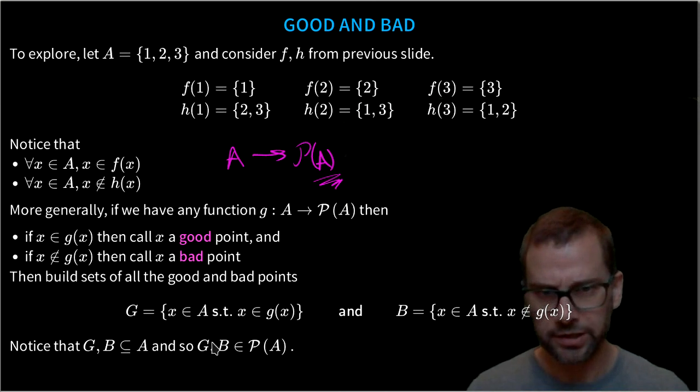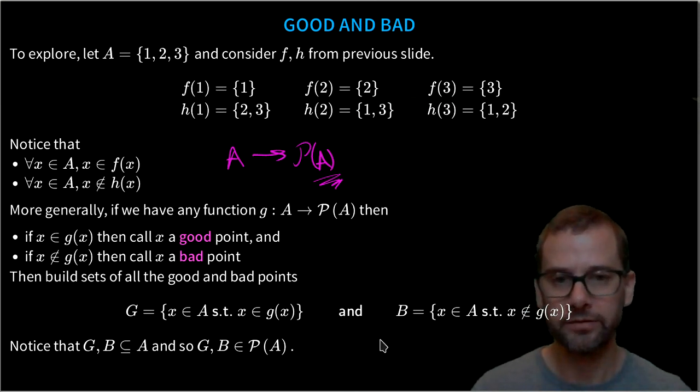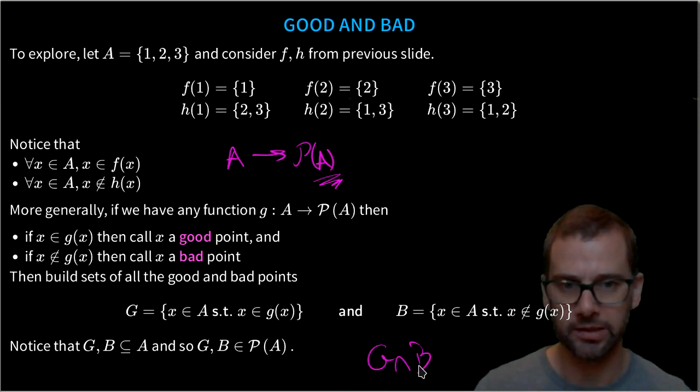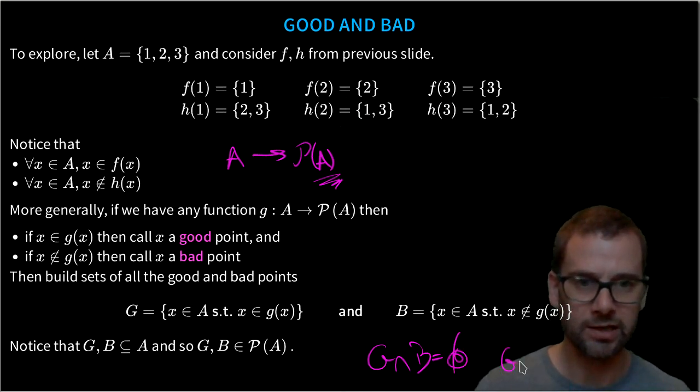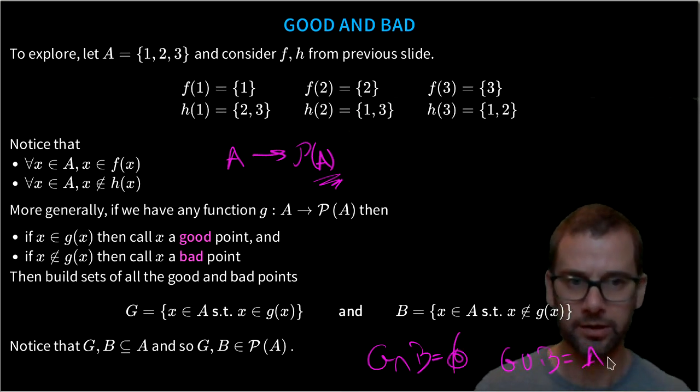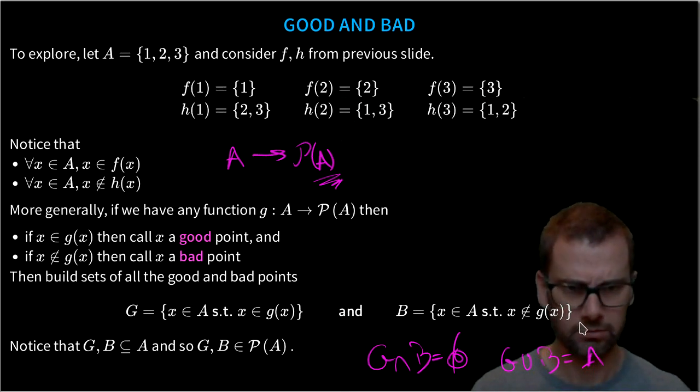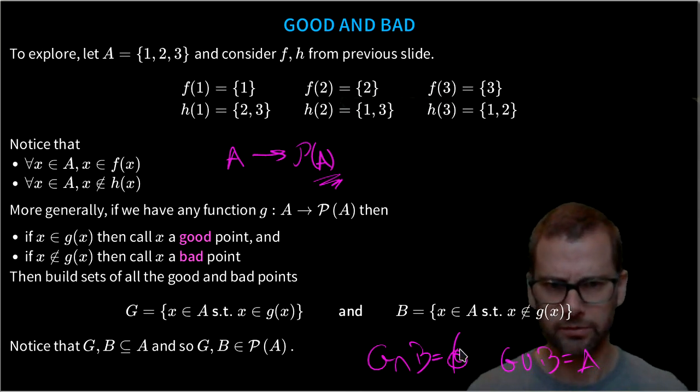So, also notice, of course, that G and B are complements of each other, so that G intersection B is the empty set, and that G union B is equal to the whole set. No, not the power set of A. It's equal to the whole set A. Okay? So we have these two little facts here.